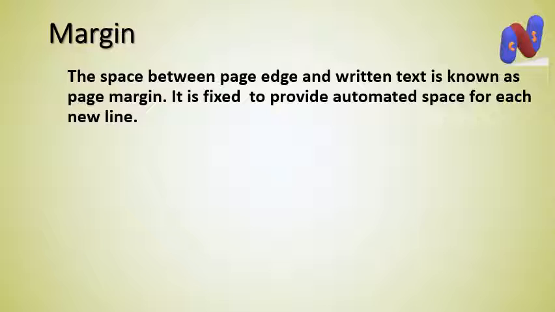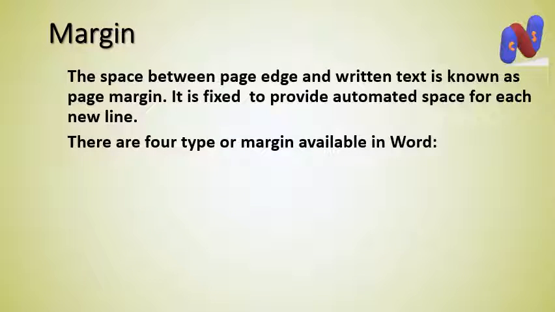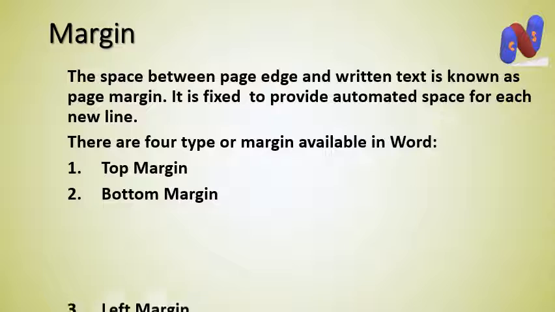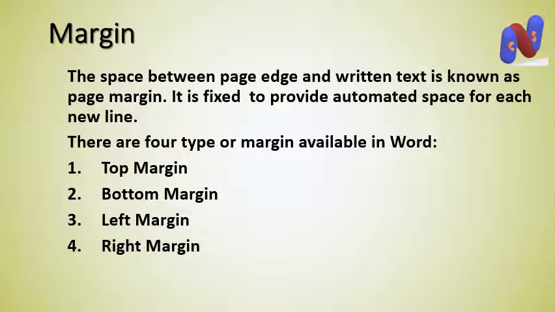There's a margin line. There's a gap between your margin line and the page edge. So the space between the page edge and your particular margin line is known as a margin. There are 4 types of margin available in Word: top margin, bottom margin, left margin, and right margin.